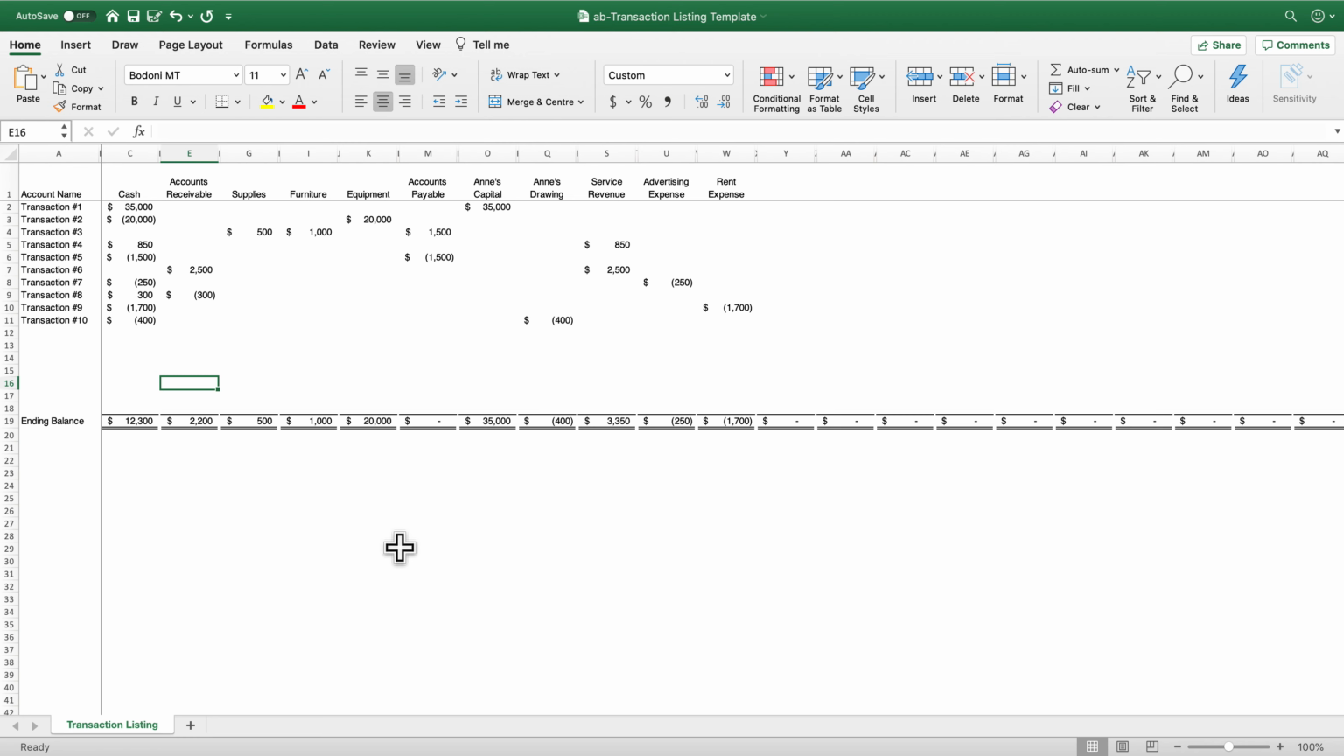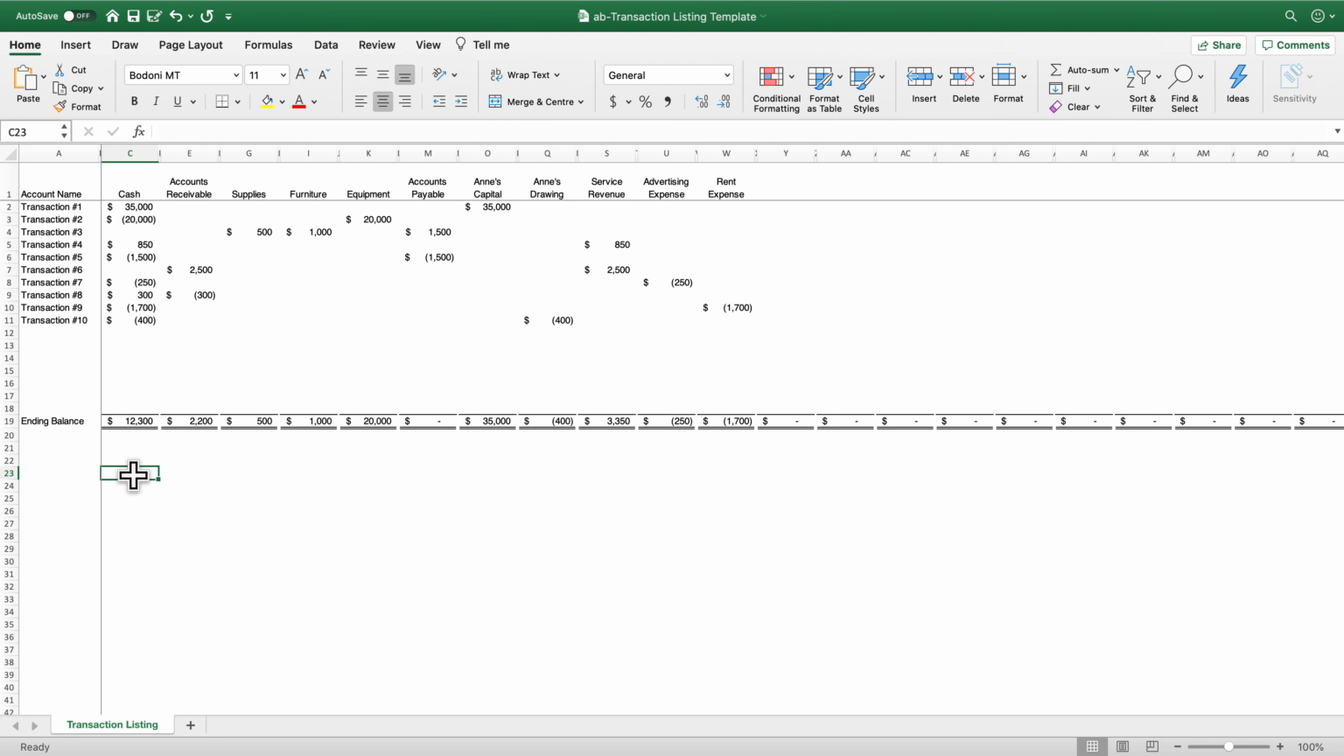Alright, so we should have an ending cash balance of $12,300, which we do. We should have an ending accounts receivable account of $2,200, which we do. We should have a supplies account of $500, a furniture account of $1,000, equipment account of $20,000. So those are our assets.